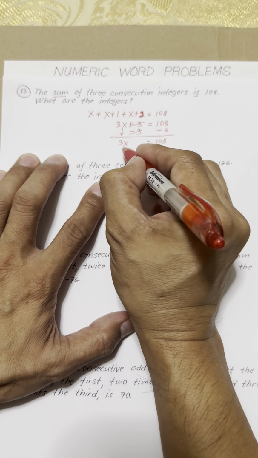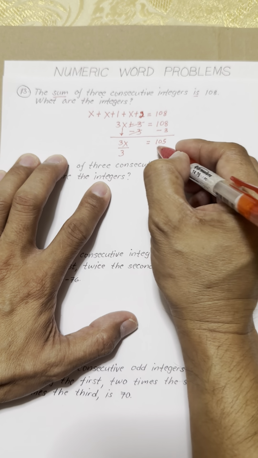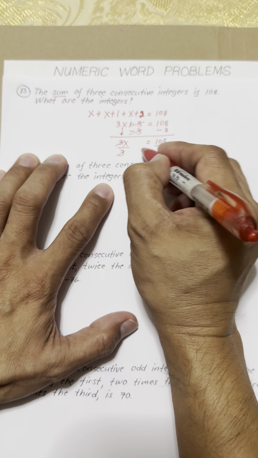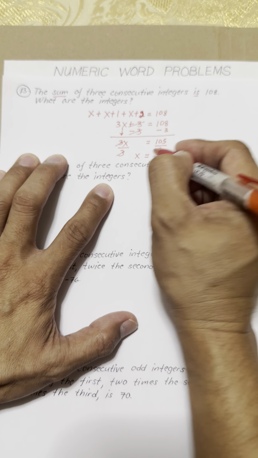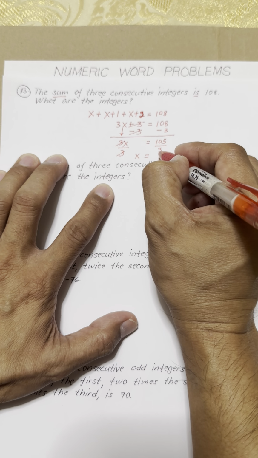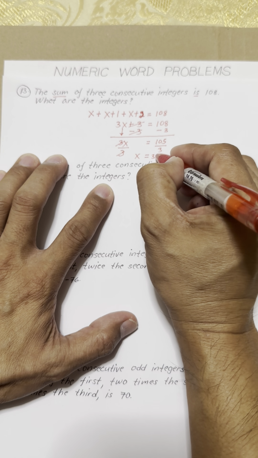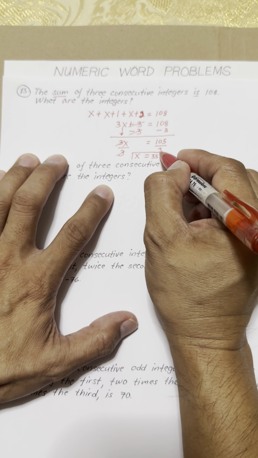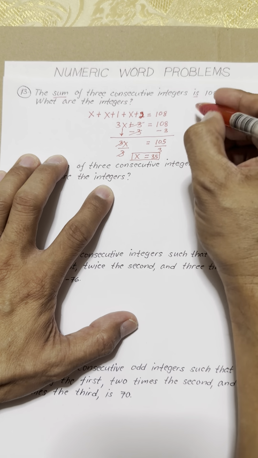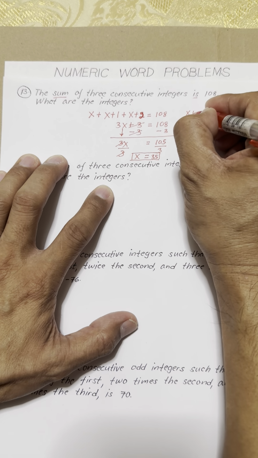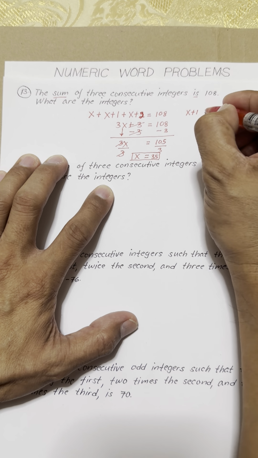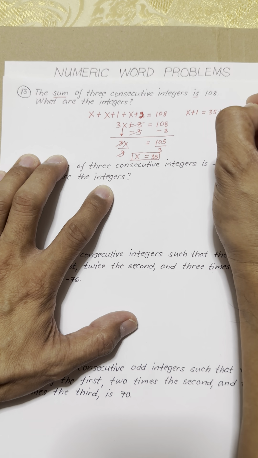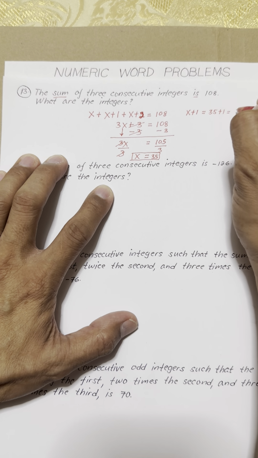Then to solve for x, divide both sides by 3. The 3 at the numerator cancels out with the 3 at the denominator, leaving x on the left side. And 105 divided by 3 equal to 35. So this is our first integer. To solve for the second integer, our second integer is x plus 1. Our x is equal to 35, so 35 plus 1 equal to 36.